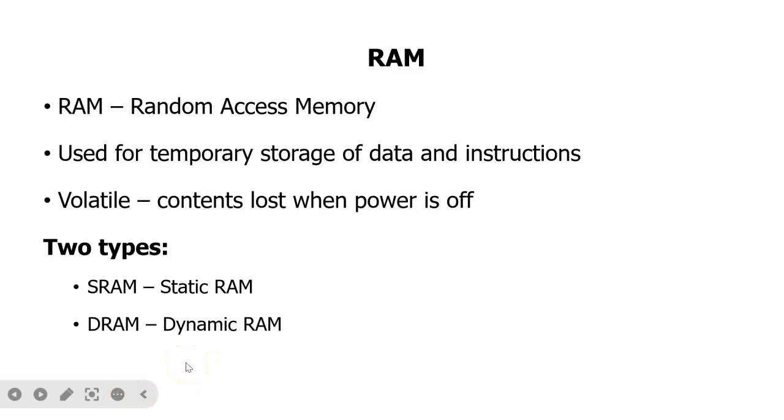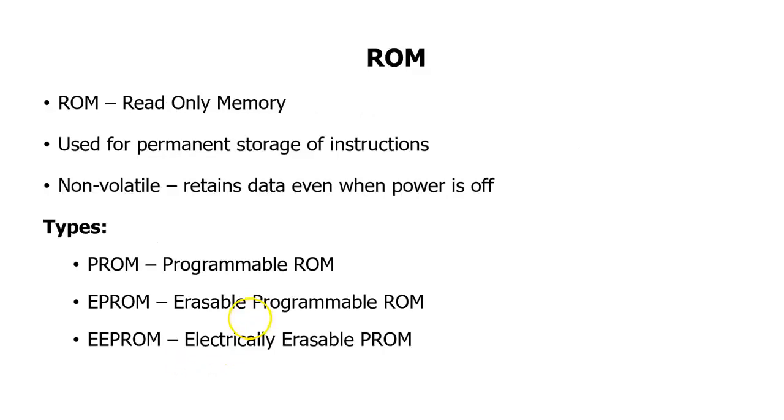SRAM, which is fast and is used for cache design. SRAM stands for static RAM. And the second type of RAM is DRAM, which stands for dynamic RAM, which is slower, but it is denser and it is used as the main memory.